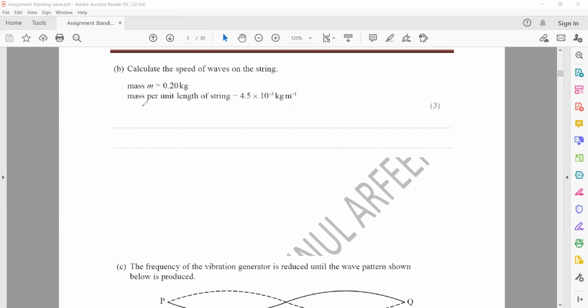So the formula which we are using, V is equal to under root T divided by mu, where T is the tension, which is equal to the weight. 0.20 multiplied by 9.81, that's equal to 1.60 Newton, and mu is already given in the question, that is 4.5 into 10 to the power minus 3 kilogram per meter.